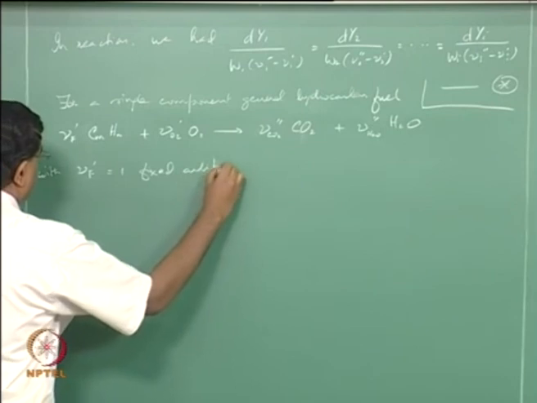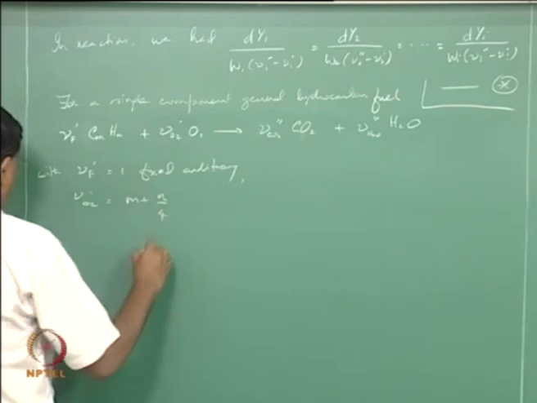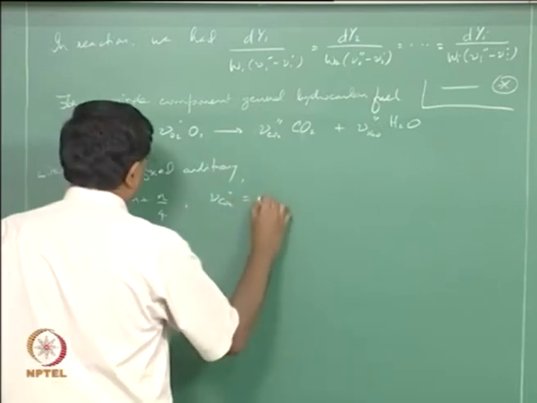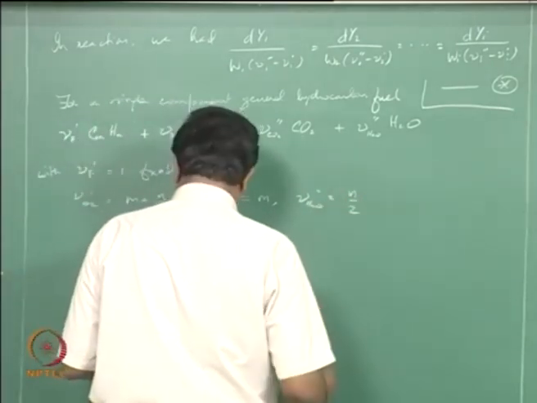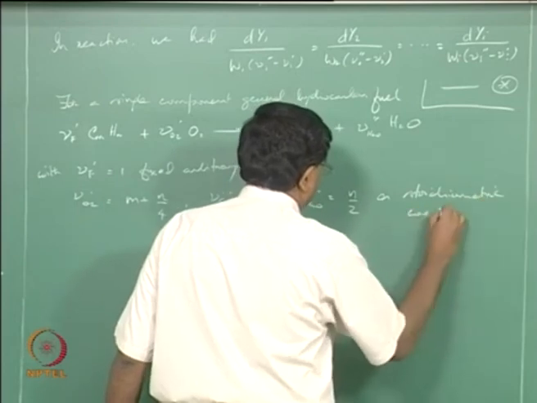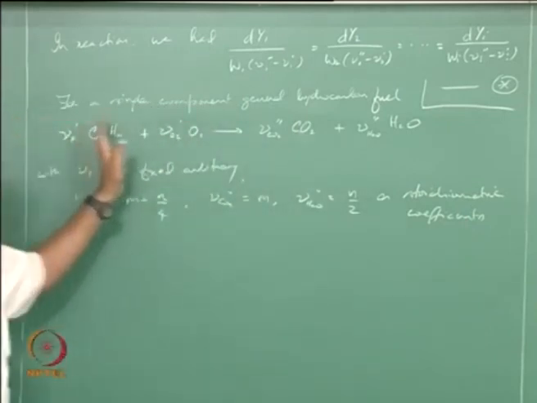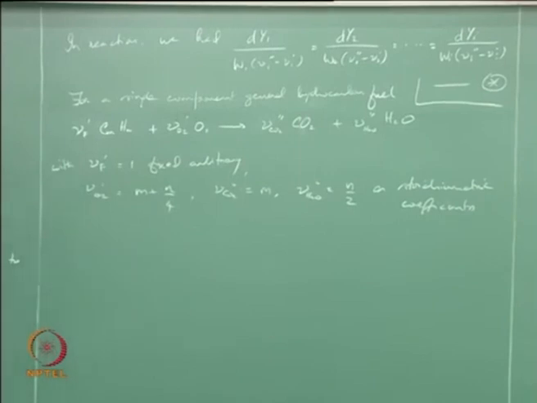Let's suppose that we are interested in 1 mole of this hydrocarbon. We could get nu O2 single prime equal to m plus n divided by 4, nu CO2 double prime equal to m, and nu H2O double prime equal to n over 2, as stoichiometric coefficients. That means these values correspond to the reaction happening stoichiometrically, that is, you don't have any of the fuel or oxidizer left over as part of the products.